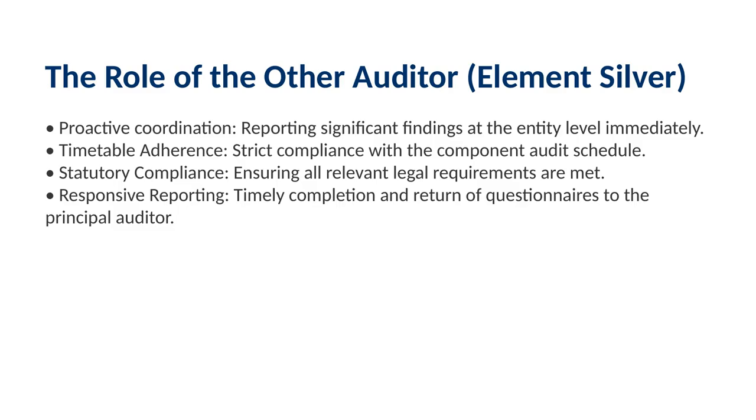Now let's shift our focus to the role of the other auditor, which is Element Silver and Associates. Their role is centered around coordination and compliance. First, since they know their work will be used by the principal auditor, they must coordinate effectively. For example, they should immediately bring any significant findings that need to be dealt with at the entity level to the principal auditor's attention and strictly adhere to the audit timetable for the component.